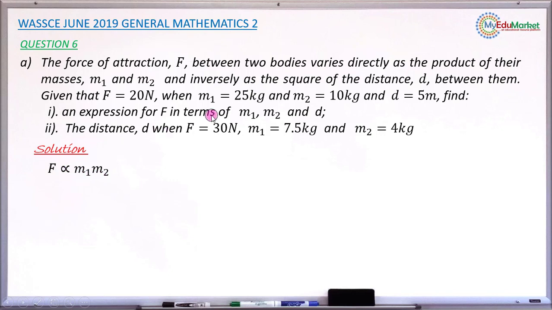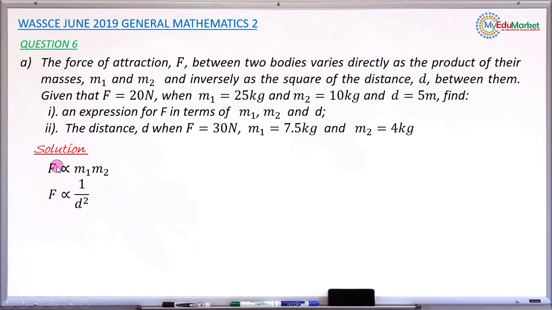If I go back to the question again, the same force F varies inversely, but this time around as the square of the distance d. The distance d is the distance between the two bodies. So the same F also varies, but this time inversely as the square of the distance, and that distance is denoted by letter d. So you have F, sign of proportion, then 1 over, this is how we write inverse proportion, d square.